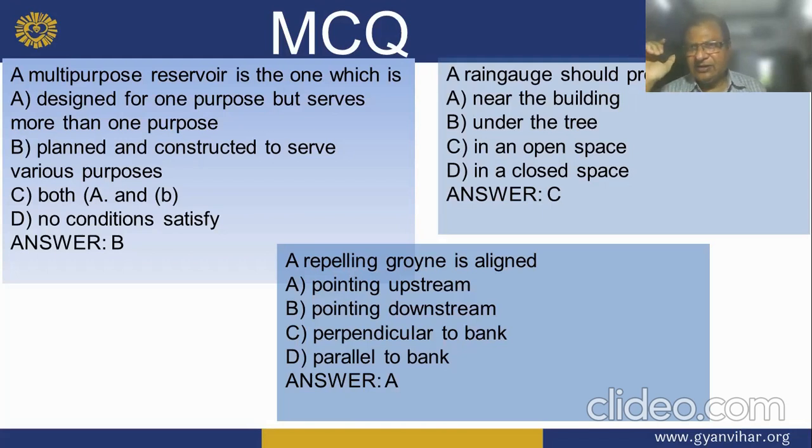A rain gauge should preferably be fixed near a building under a tree. Which is the correct answer? The correct answer is C. And a rippling line is a line. What is the correct answer? The correct answer is A.